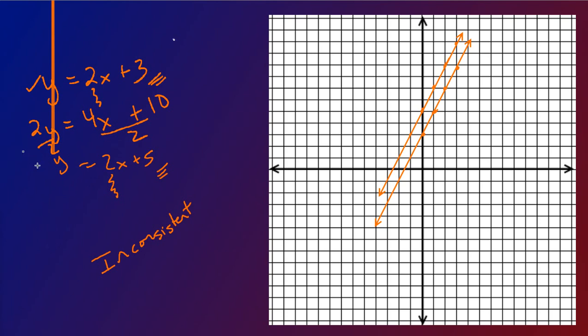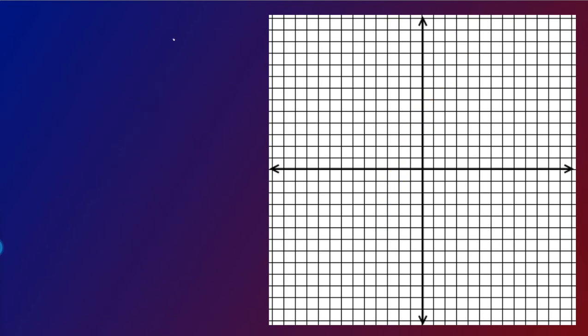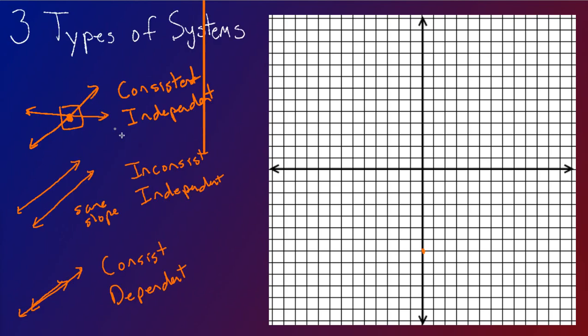Now, if I wanted a dependent system, instead of a 5 there would be a 3. And now they're exactly the same line, and that would be a dependent system. So we'll want to remember those 3 different situations that we could get. Consistent and independent, inconsistent, and dependent. All those different situations.